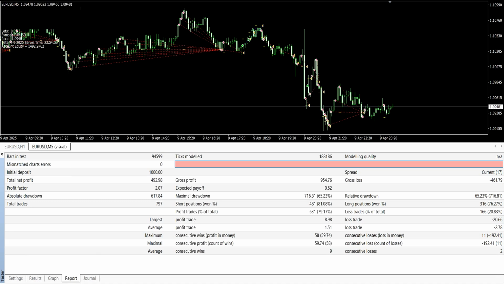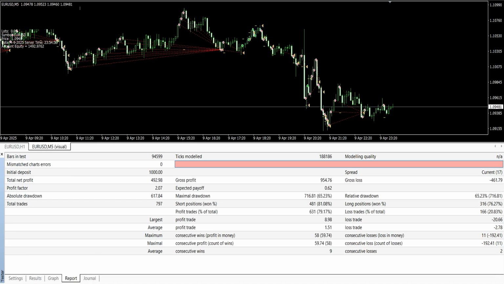It took 797 total trades, with a solid profit factor of 2.07, which shows that it made over twice as much on winners than it lost on losing trades. Win rates were strong, 81% for short trades and 76% for long trades. The maximum consecutive wins was 58 trades in a row, which is impressive. But it also faced a max drawdown of 65.23%, which is something to watch out for if you're planning to use it on a live account.